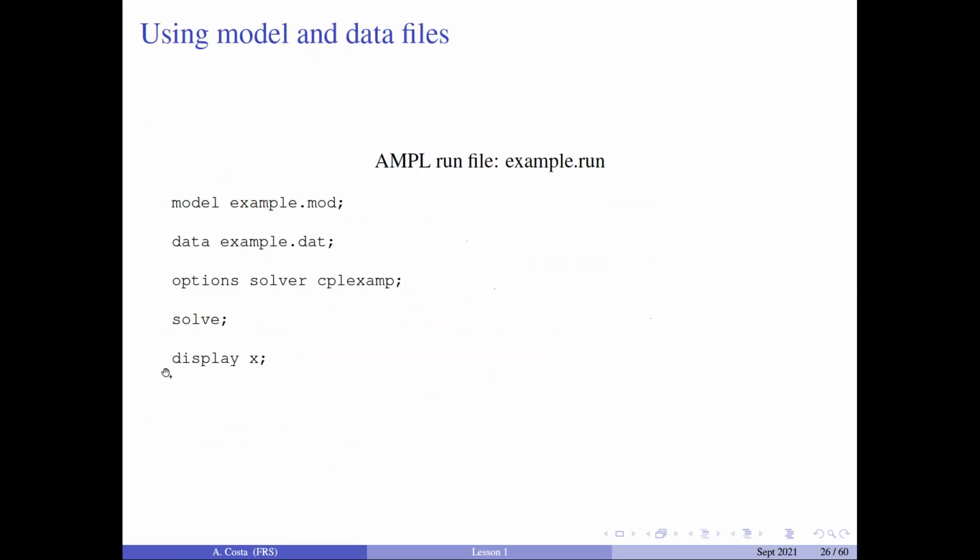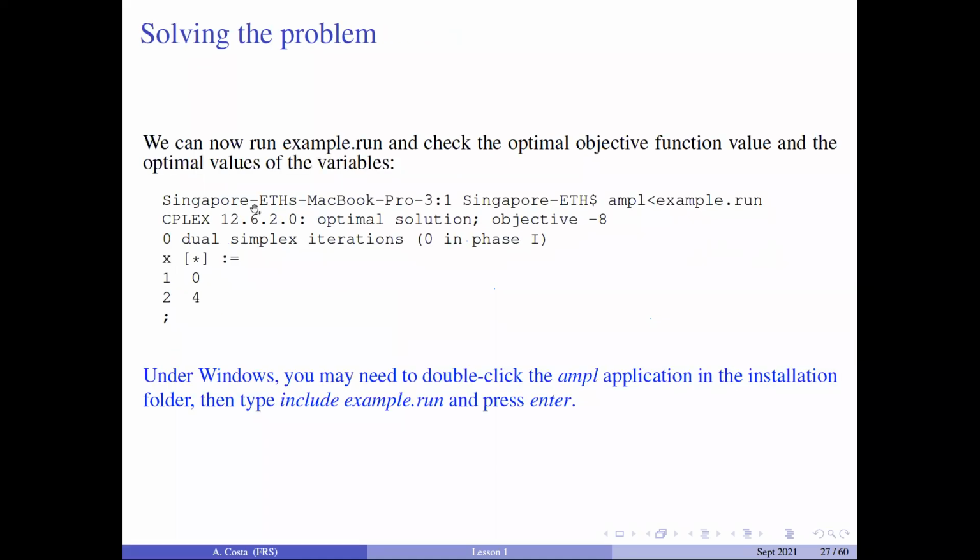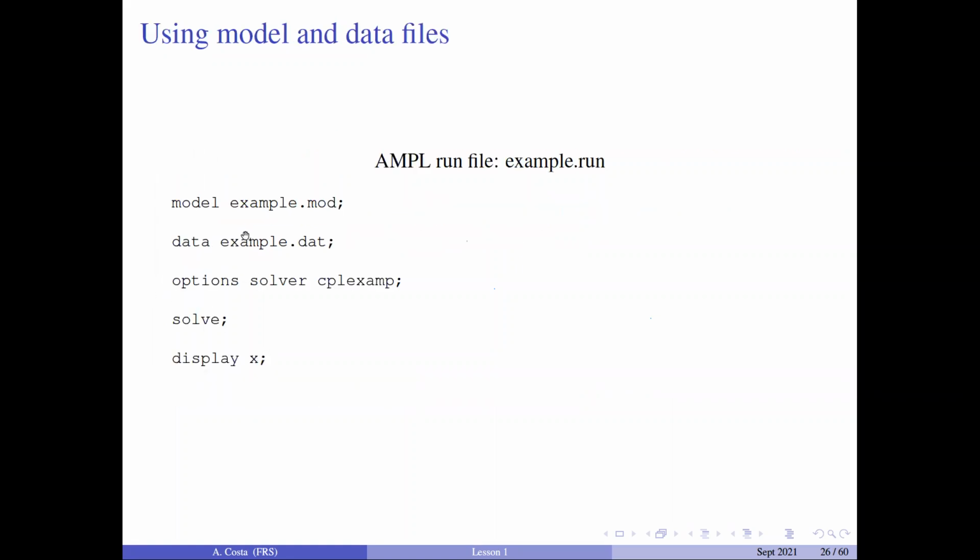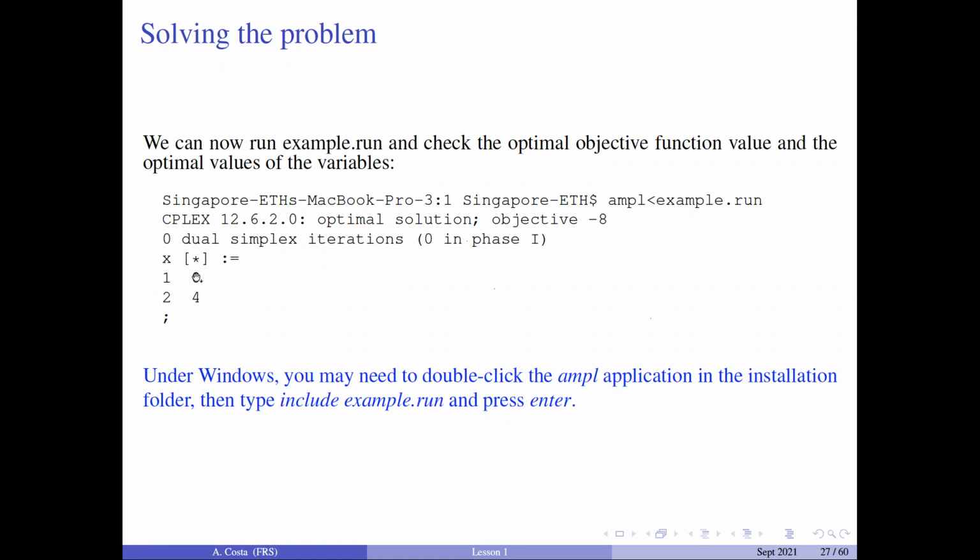Solve means solve the problem and then show the variables. So what happens when we solve this problem? You see this is the output. CPLEX, blah, blah, blah. Optimal solution objective is -8. And then because we display the value of X, this is the value of the variables. X1 equal to 0, X2 equal to 4.